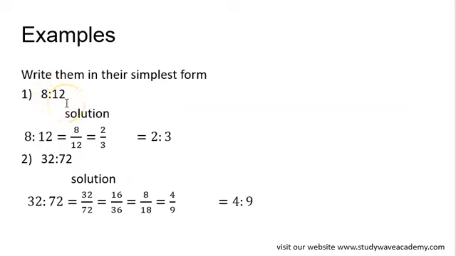Okay? So as we write them in their simplest form, what do we do first? We write it out. 8 ratio 12 is equal to 8 over 12. Remember, we said it can be written as a fraction. So we have converted it into a fraction. So it's 8 over 12. Now we have to write it in the simplest form, right? So we're going to divide the numbers to get the smallest numbers, okay?